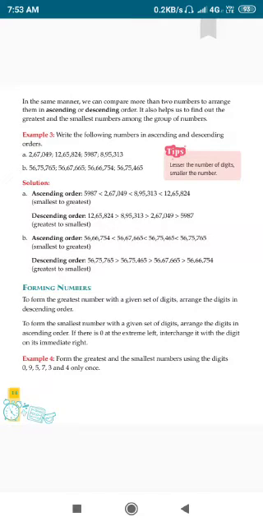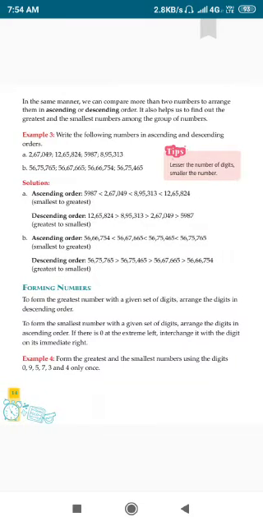Ascending and descending order. Arrangement of numbers from the smallest to the greatest number is called the ascending order, and arrangement of numbers from the greatest to the smallest number is called the descending order. Forming numbers: the smallest and the greatest number can be found by arranging the given digits in ascending and descending order respectively.